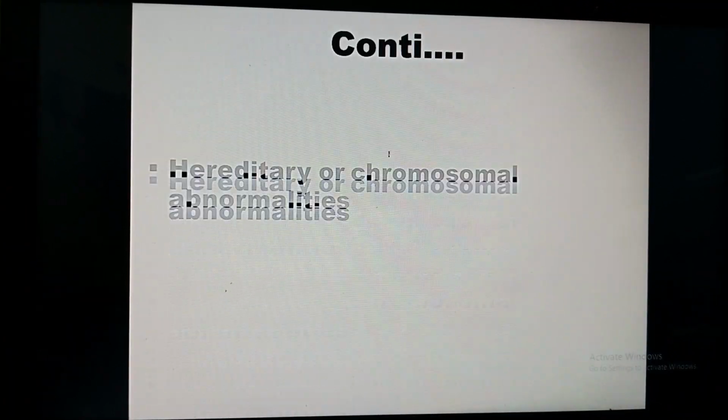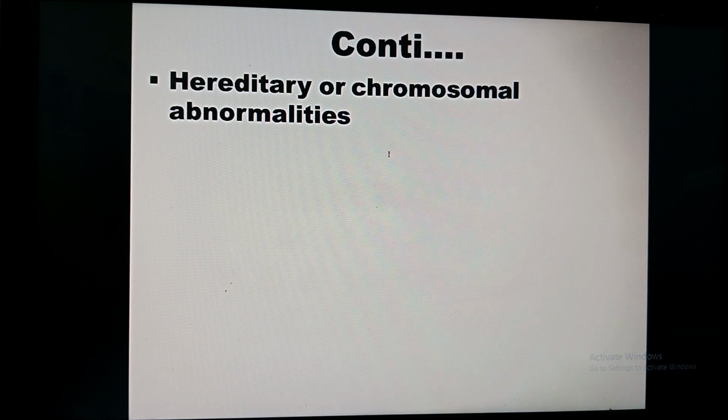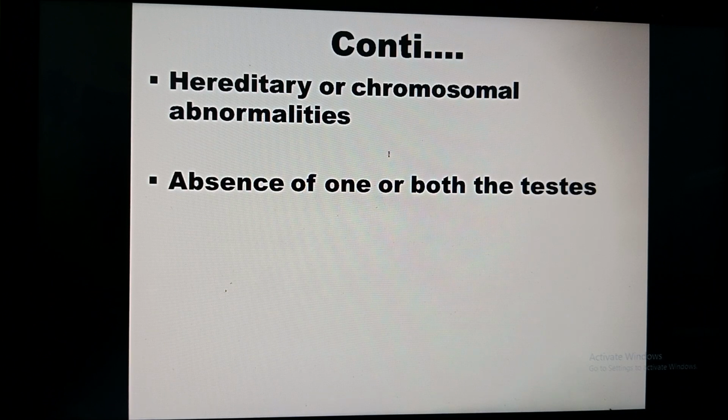Other causes are hereditary or chromosomal abnormality. If there is a family history or any chromosomal abnormality, that also leads to absence of one or both testes. In some men, either they are born with one testis, or both testes are absent. If there is one testis, they can survive with it and lead a normal life, they can marry and have a child. But if both testes are absent, they will have an infertility problem.